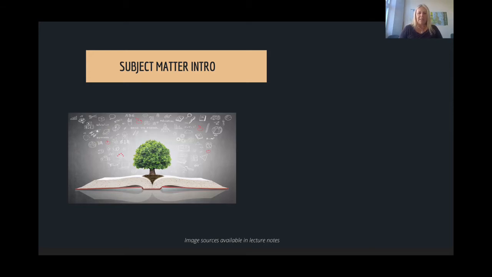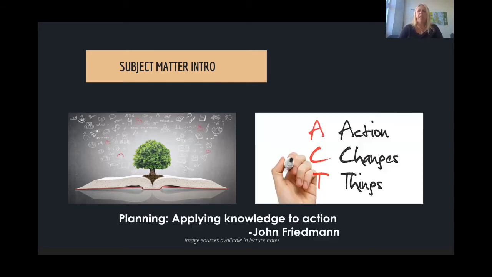Unfortunately, John is no longer with us, but John came up with this really great catch-all definition, which is that planning is the application of knowledge, represented by this book and this tree, applied to action in the public domain. So what that tells us is that there are three parts of planning that are really important. The first part is knowledge, knowing things about the city. So some of the urban geography analysis can be a very important part of knowledge.